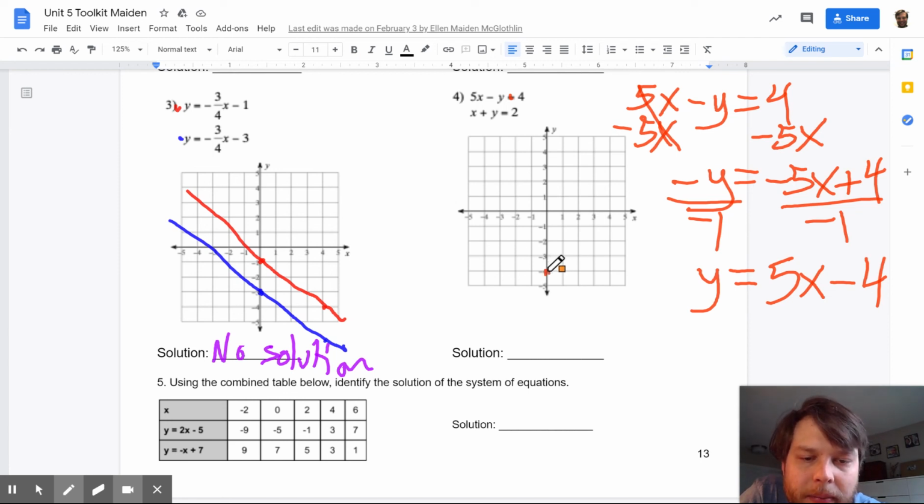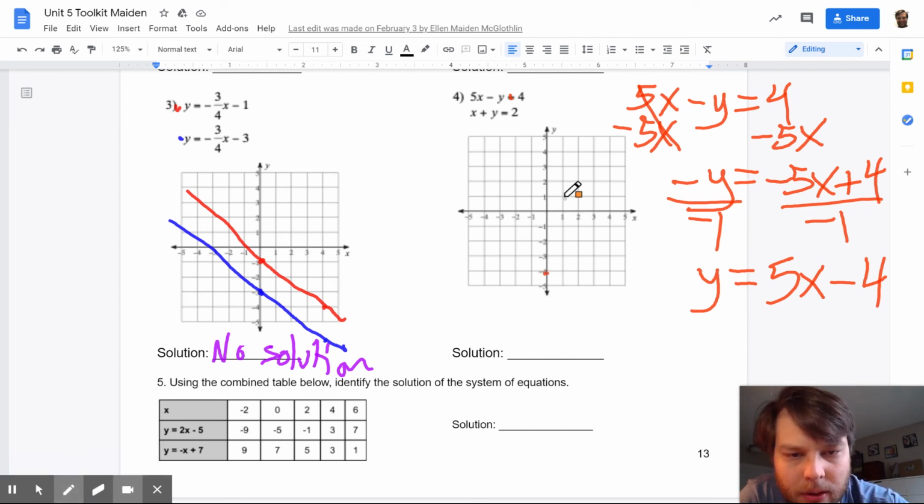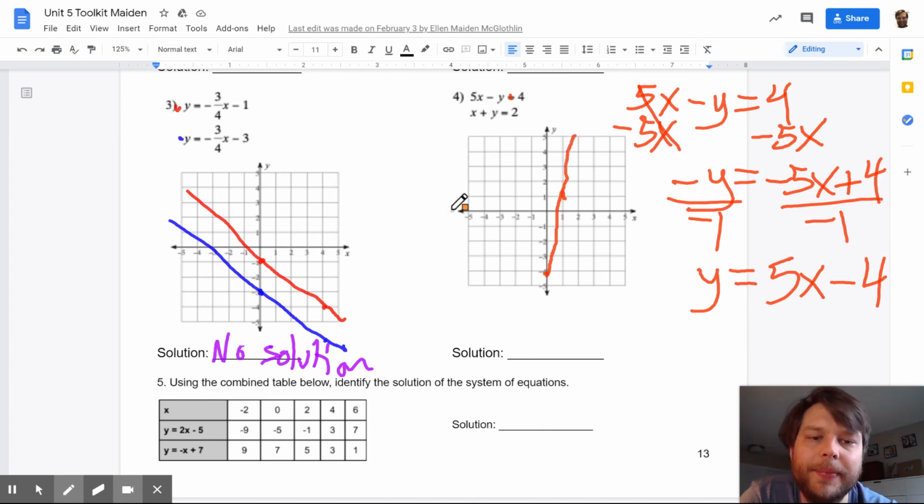Y-intercept of -4. Slope of 5 means you rise 5, run 1. We have a very steep line then. Oops. Let's try that one again. -4, 1. Steep lines are a little harder for me to draw on the computer. Something like that. The other one, x plus y equals 2.